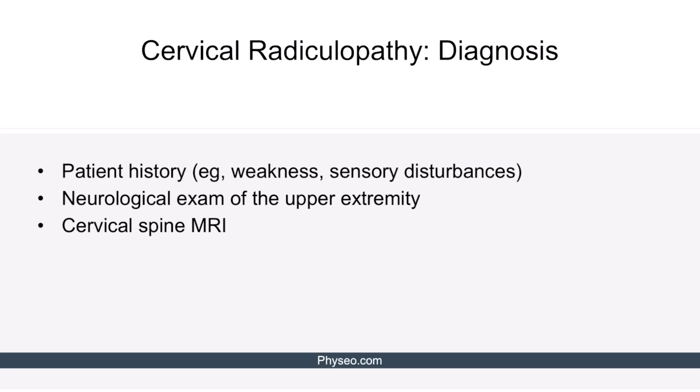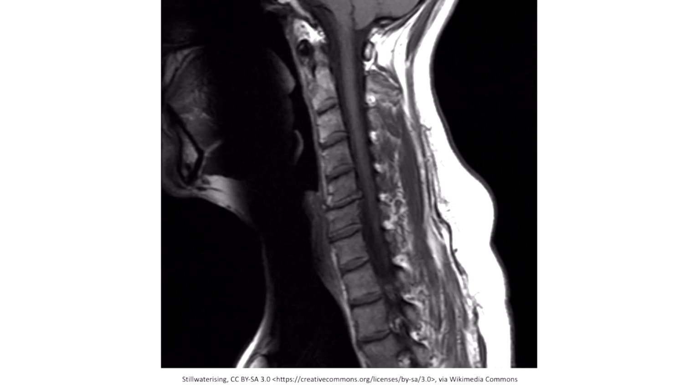Diagnosis of cervical radiculopathy can be suspected based on the patient's history. Weakness and sensory disturbances in the area of the specific nerve distribution may indicate the possible nerve involved in the disease. A thorough neurologic exam of the upper extremity can confirm the patient's neurologic complaints. Finally, the confirmatory test for cervical radiculopathy is a cervical spine MRI. An MRI will show the exact cause of the cervical radiculopathy.